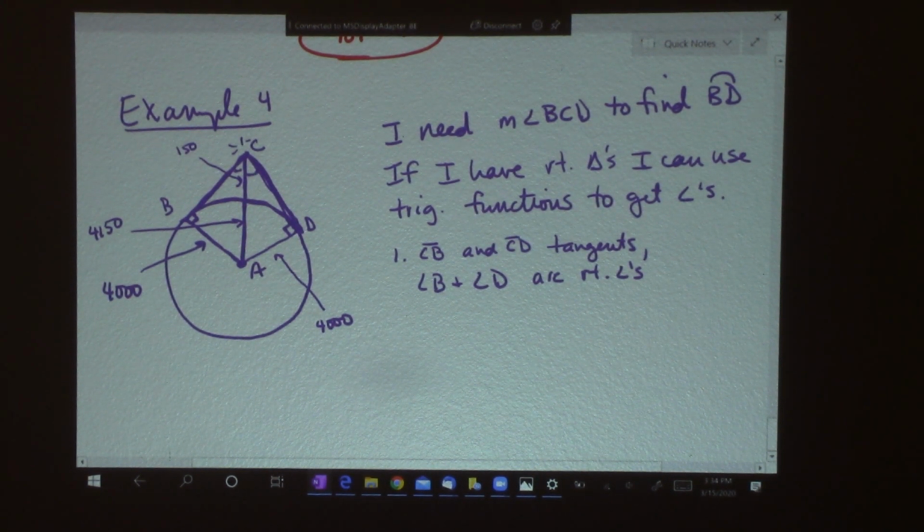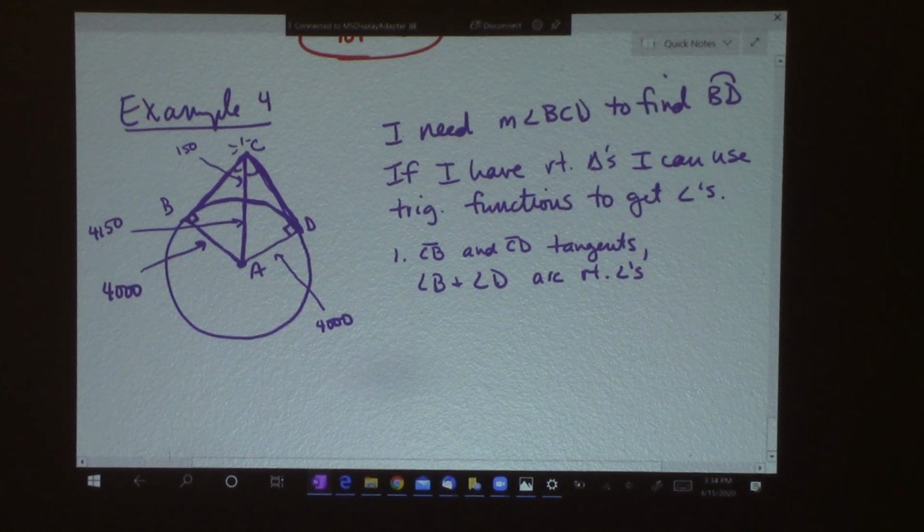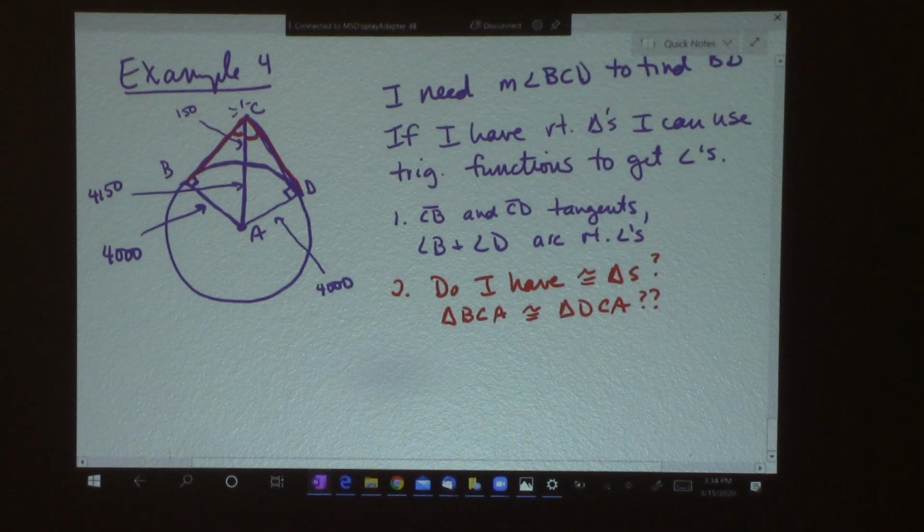These little angles. I'm going to change colors so we can see. I need to get this whole angle, BCD. And then in order to do that, I need those two parts. Well, if I have congruent triangles, then I have congruent parts. So let's talk about two congruent triangles first. So let's start there. Do I have congruent triangles? Triangle BCA, is that congruent to triangle DCA? Is that true? Well, let's look at the sides and angles.